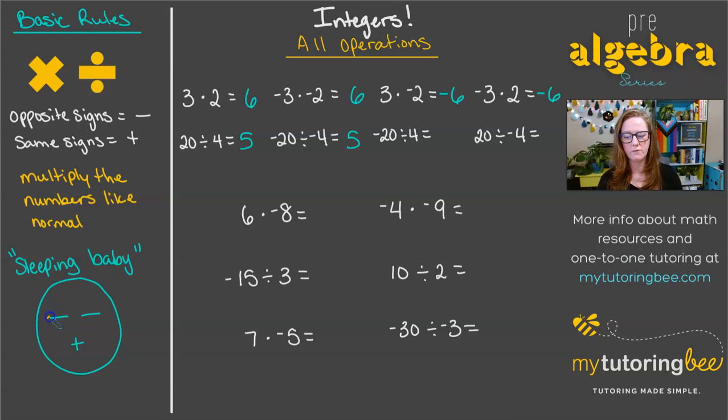All right, now we've got a negative 20 divided by positive 4. So we're going to cover up the negative for the 20 and the positive for the 4. We're left with a negative sign. So that means that we are going to get negative 5 for our answer.